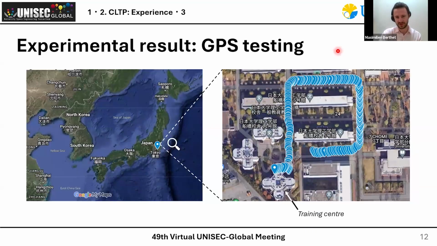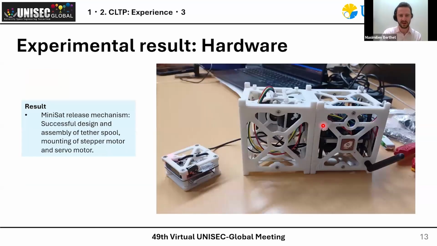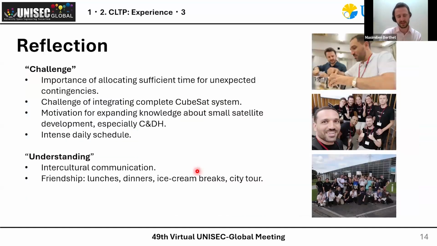This is another interesting result. So we tested the GPS sensor for our mission, and you can see here that we were able to walk around the campus near the training center to confirm that our GPS system was working correctly. And then finally, this is the kind of hardware that we developed. So we were able to integrate motors and release mechanisms into part of the satellite so that this one would be deployed. So reflection, so these two words, challenge and understanding.